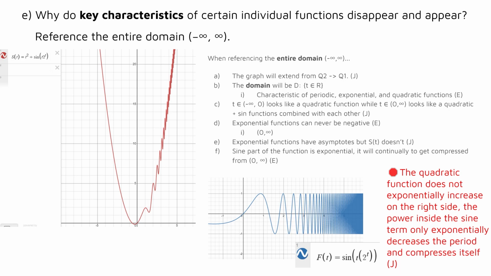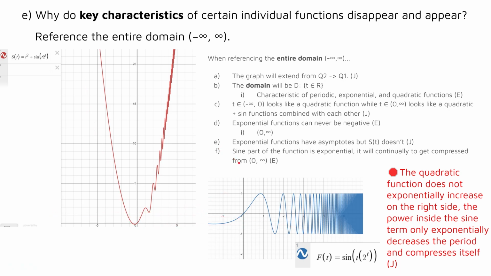This is something that S of t shares. Another one is that t as an element of negative infinity to 0 looks like a quadratic function. This is like a normal parabola, which is nice. But then while t is an element of 0 to infinity, so 0 and onward, it looks more like a quadratic plus sine function combined. So D, exponential functions can never be negative. Yep, this is true. And E, exponential functions have asymptotes, but S of t doesn't. There are no asymptotes here because this is still going over to negative infinity and infinity.